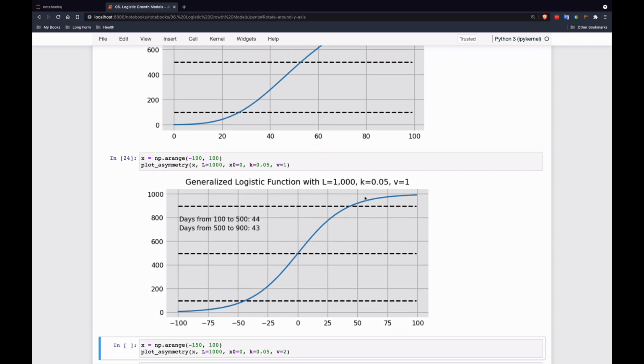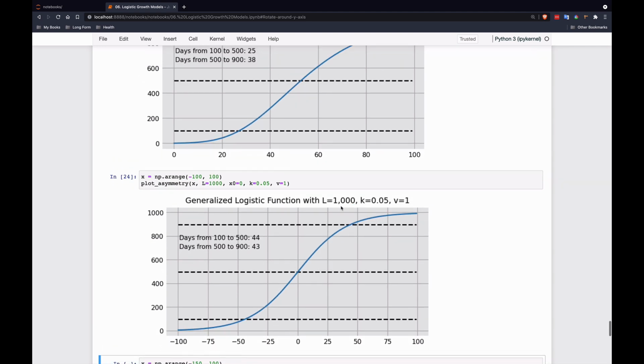We can see here it's perfectly symmetrical. The only reason the days are not exactly the same is because there's some rounding with respect to when it actually crossed 100 versus 900. But other than that, it is the exact same, and it is perfectly symmetrical.